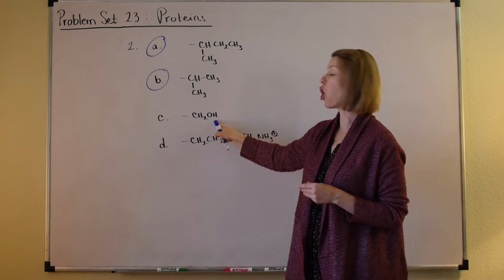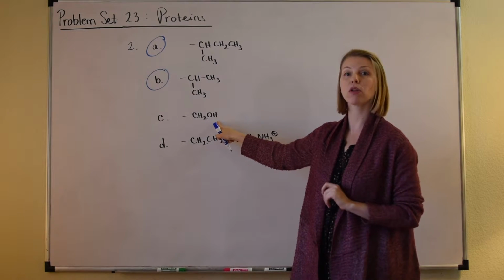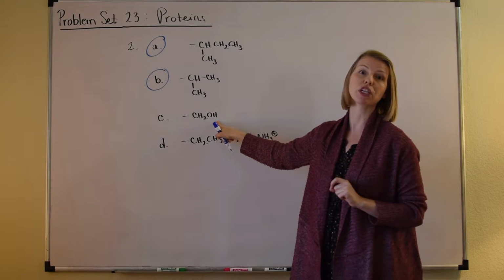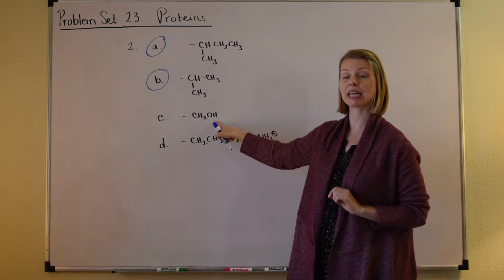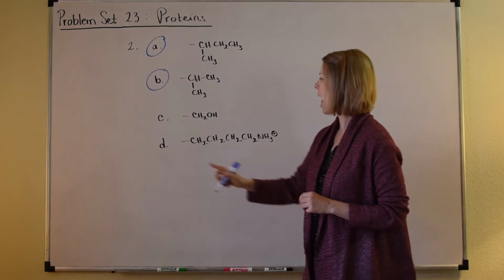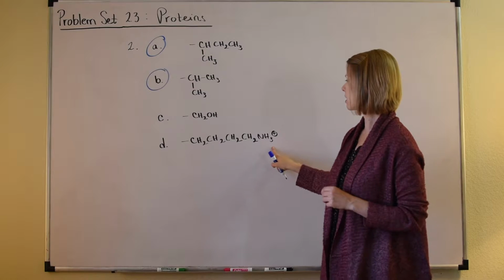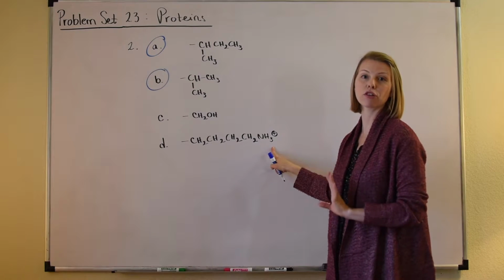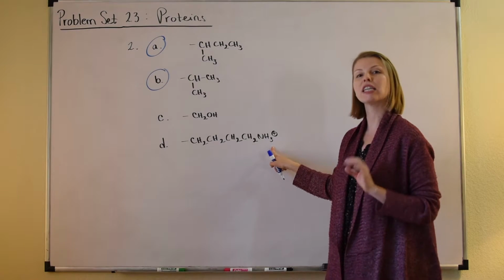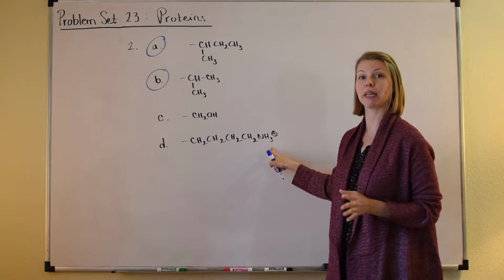C has an OH, which is a very polar side group. Makes this a very polar neutral side group. So do not circle C. C would not participate in hydrophobic interactions. C is a very hydrophilic side group. And D is a charged side group. It's a basic side group. Remember, at physiological pH, those will be protonated and therefore charged. And so we wouldn't expect D to participate in hydrophobic interactions.